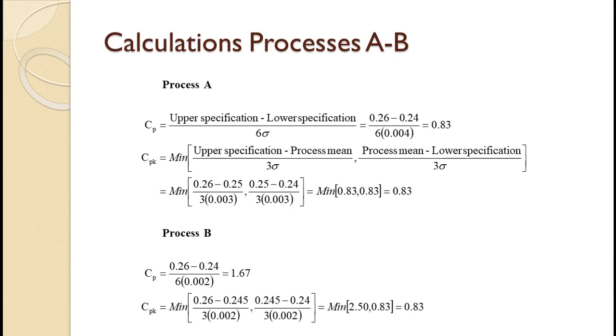For process B, the upper specification of 0.26 minus the lower specification of 0.24, quantity divided by 6 times the standard deviation of 0.002 yields a C sub P value of 1.67. This was seen to indicate that the process is very capable. However, in calculating C sub Pk, we see differently. The upper specification of 0.26 minus the process mean of 0.245, quantity divided by 3 times the standard deviation of 0.002 yields 2.50. The process mean of 0.245 minus the lower specification of 0.24, quantity divided by 3 times the standard deviation of 0.002 yields 0.83. The minimum is 0.83, so C sub Pk indicates the process is not capable.